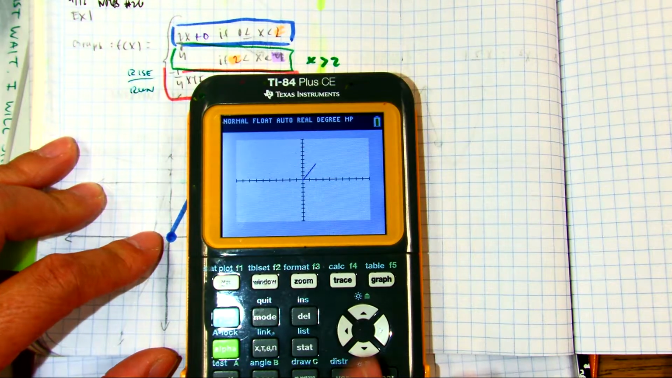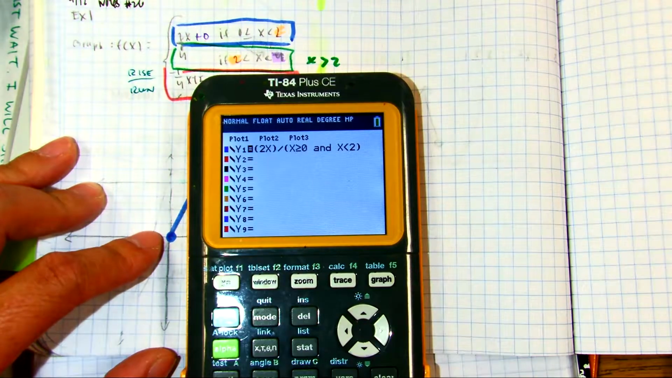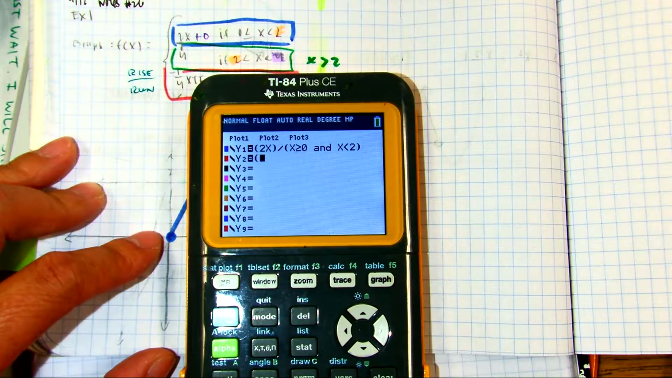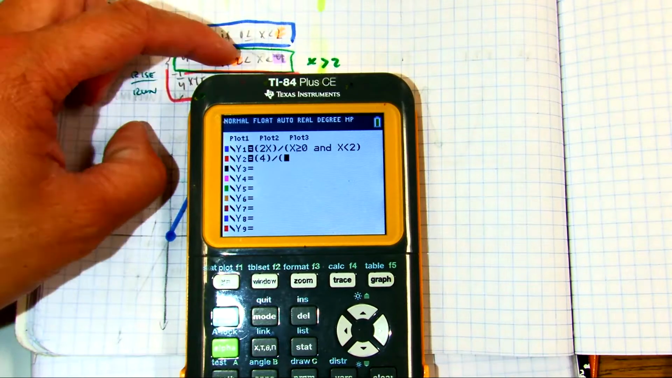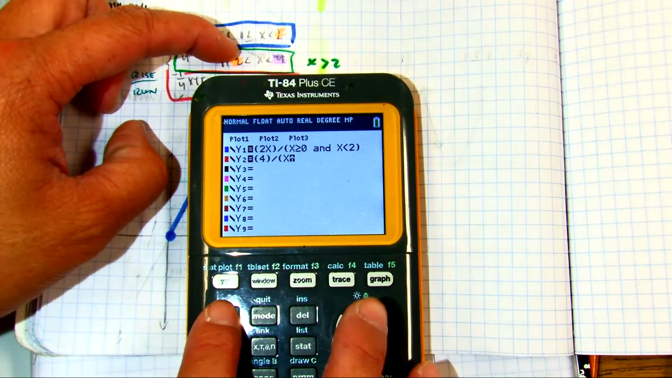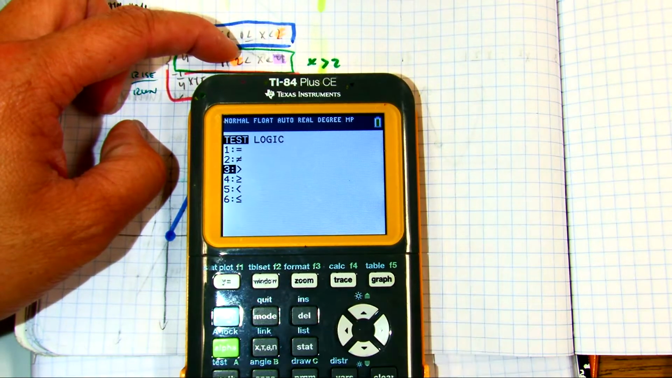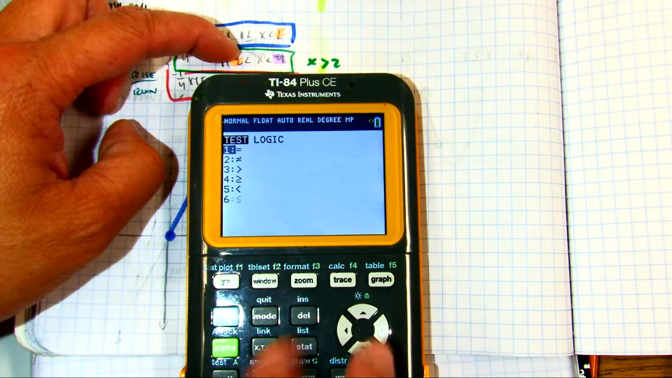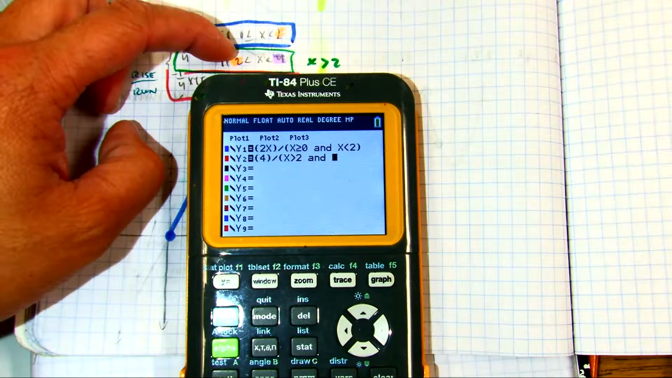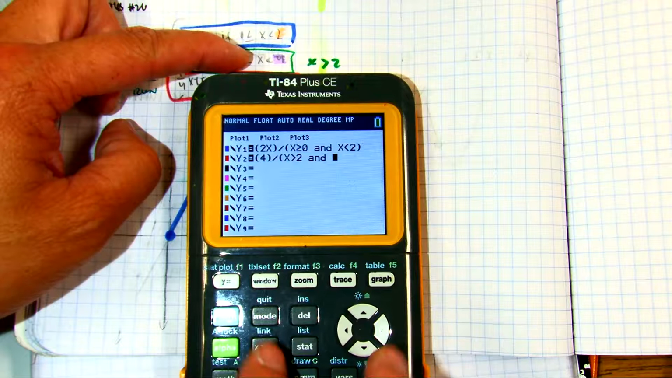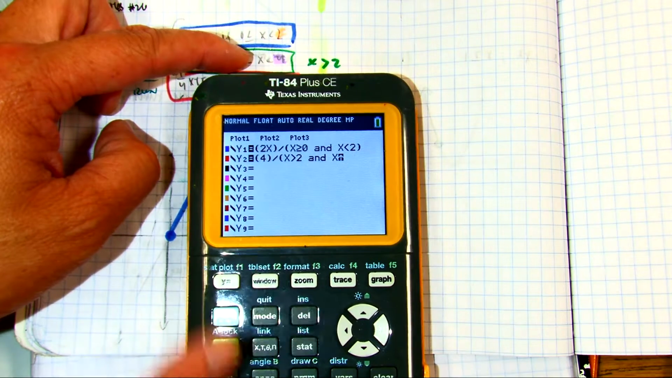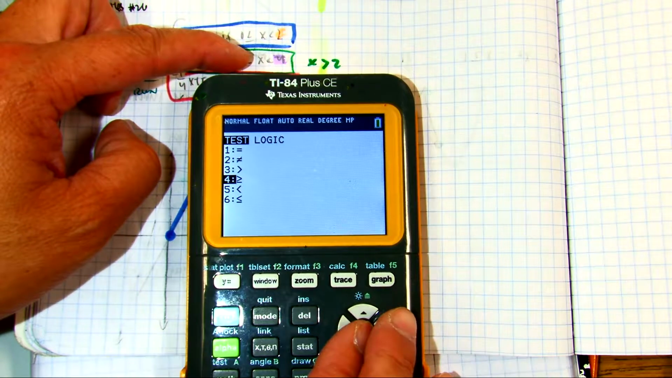Let me graph the rest of them really quick. Parentheses 4 divided by x is greater than 2. And x is less than 4. X, second, math, less than 4.